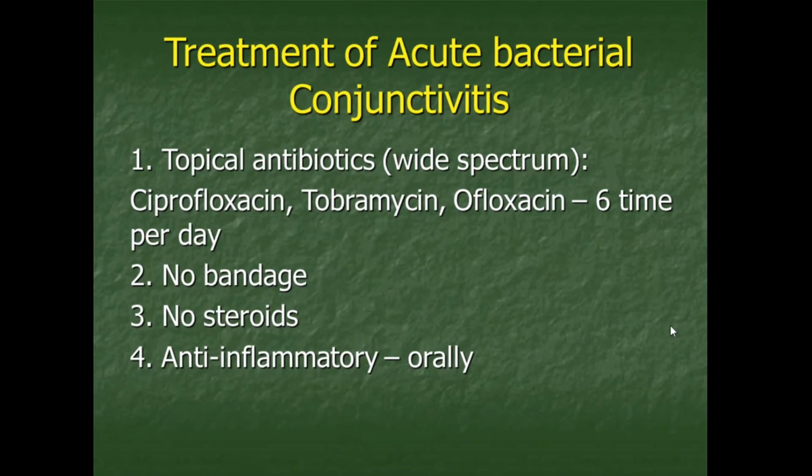and we should speak a little bit about the treatment of acute bacterial conjunctivitis, a rather common disease in children as well as in adult patients. Of course, at first we should prescribe topical wide-spectrum antibiotics. It may be ciprofloxacin, tobramycin, ofloxacin. We should prescribe these antibiotic drops rather often, 6, even 4 times per day.